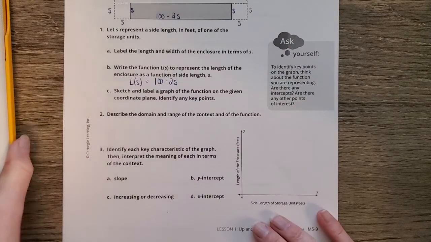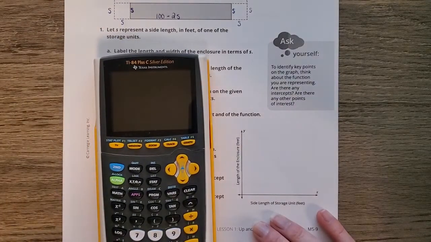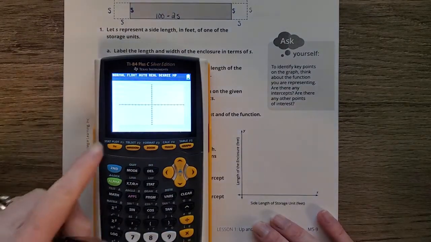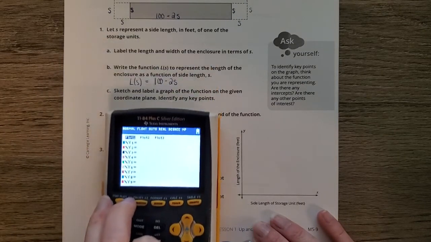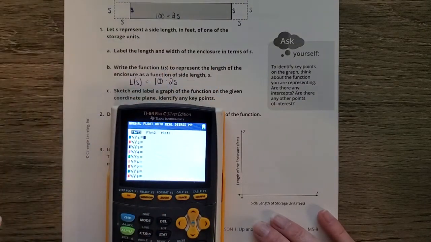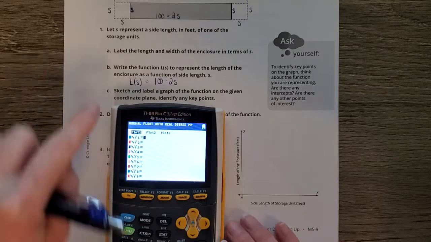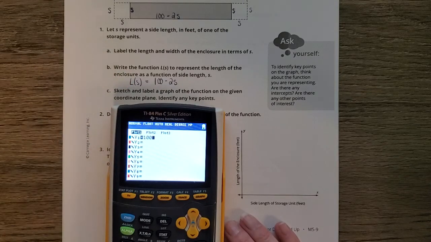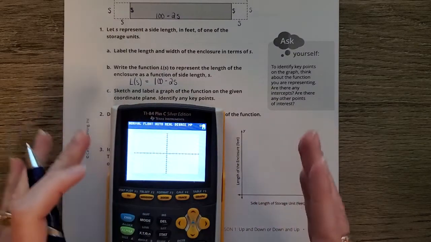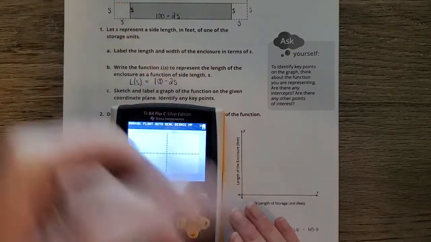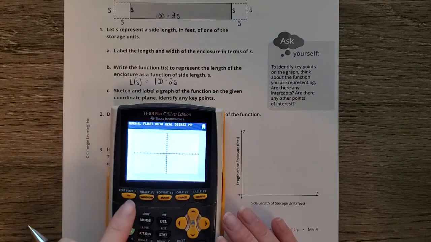To graph this, we're going to start with the graphing calculator. For those who have a graphing calculator, you're going to go y equals, and again, our function has L's and S's, but we're just going to treat them as X's and Y's. So y equals 100 minus 2x. And then we're going to graph that. And we should quickly see that it doesn't fit on our window, and that should make sense because we know we're working with hundreds. So we're going to change the window.